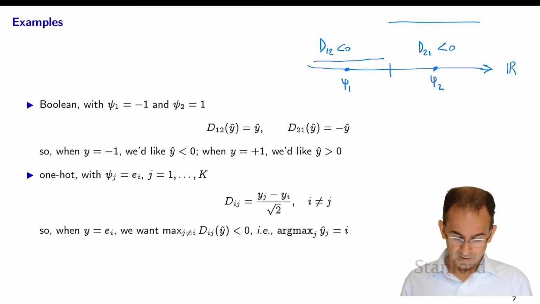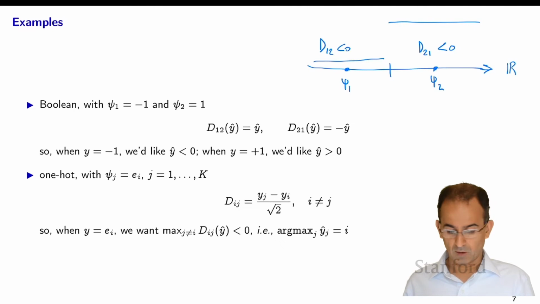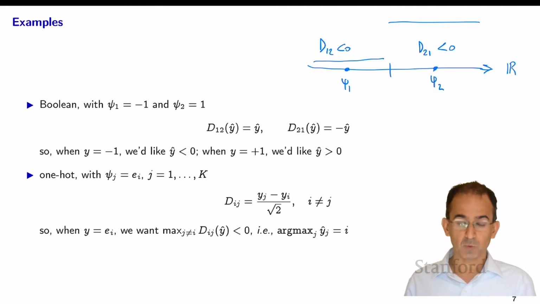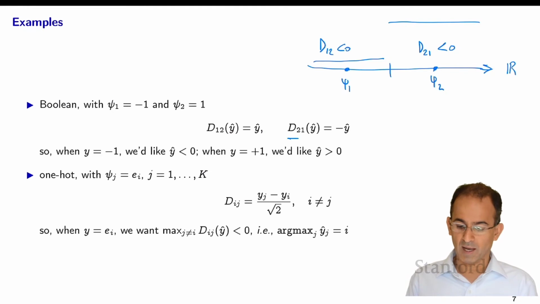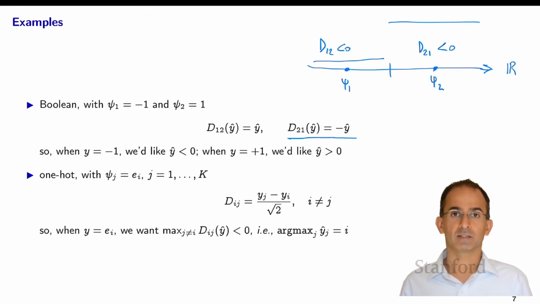Similarly, if y is plus 1, then we want d2,1. If y is plus 1, then that corresponds to psi2, and so we want d2,1 of y hat to be less than 0, and d2,1 of y hat is minus y hat, and so we want y hat to be greater than 0.